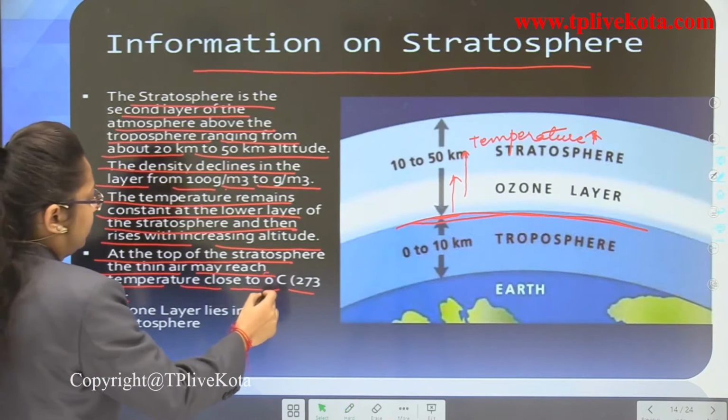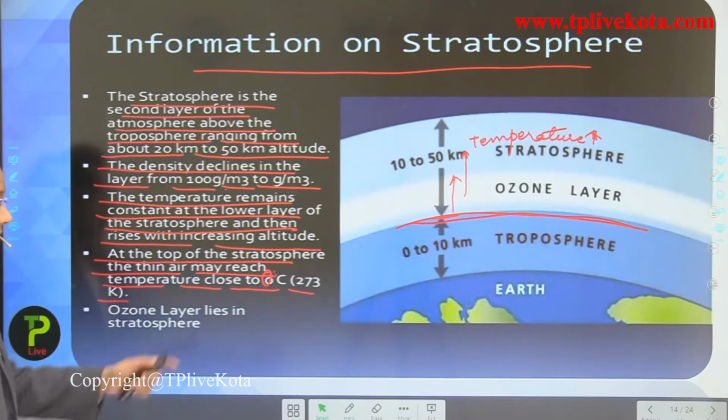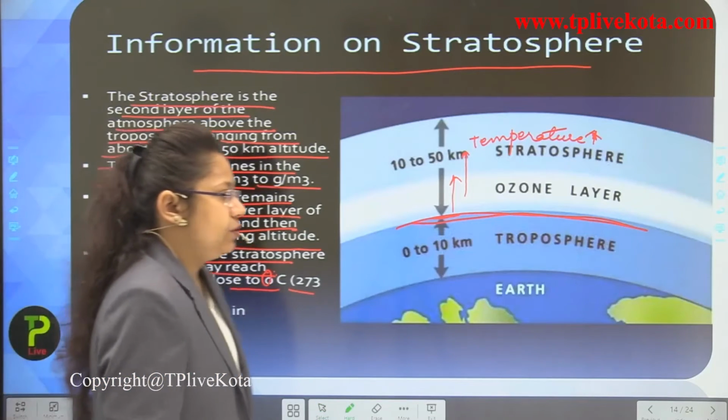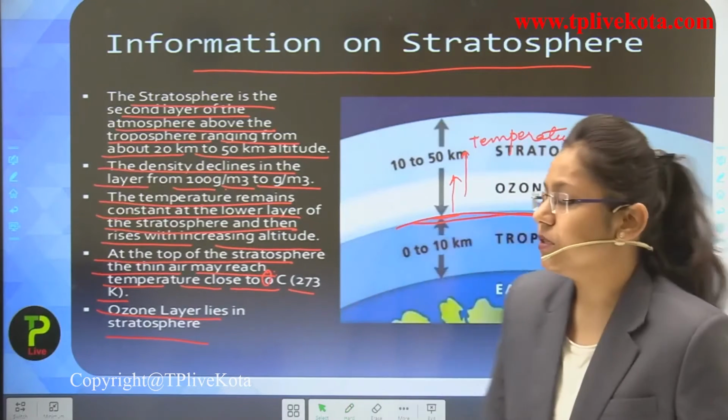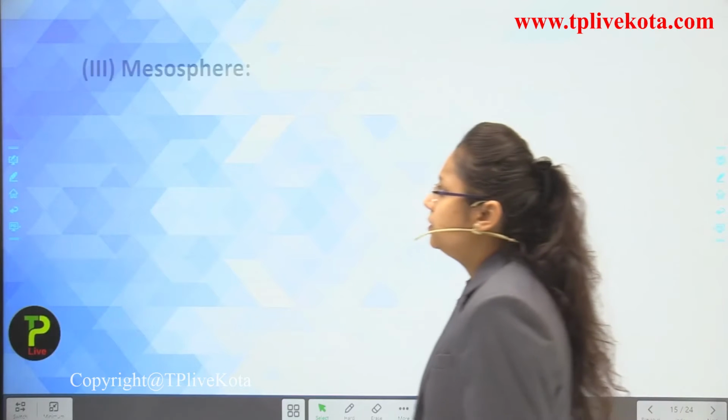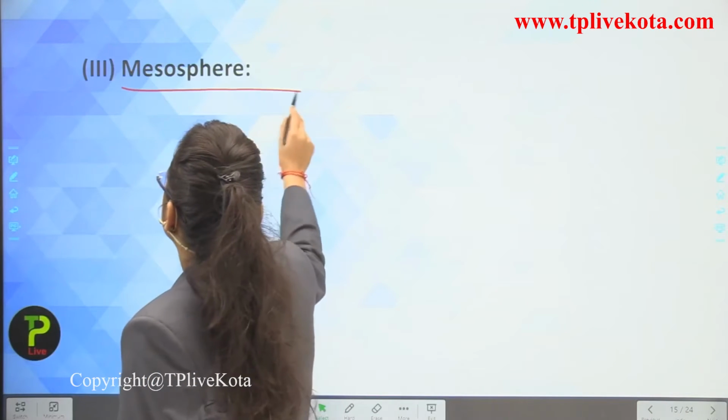So if we talk about 0 degree Celsius or 273 Kelvin, it is one and the same thing. Okay, the ozone layer lies in the stratosphere. You know this thing. This is the layer which is protecting us from the harmful ultraviolet radiations of the sun. Now the third layer of the atmosphere is known as the mesosphere.